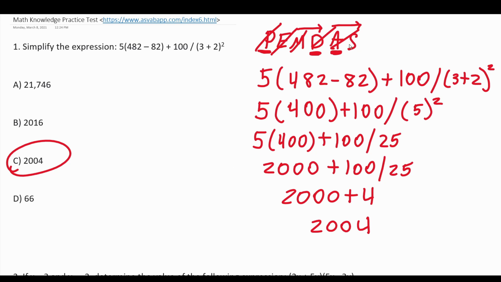So again, you will see problems involving the order of operations on the ASVAB. Make sure you know how to apply them as you simplify expressions.